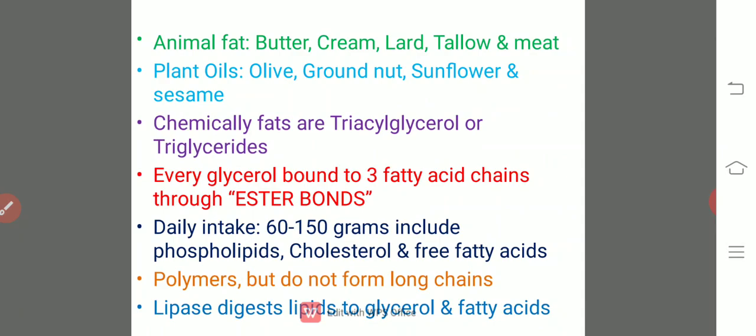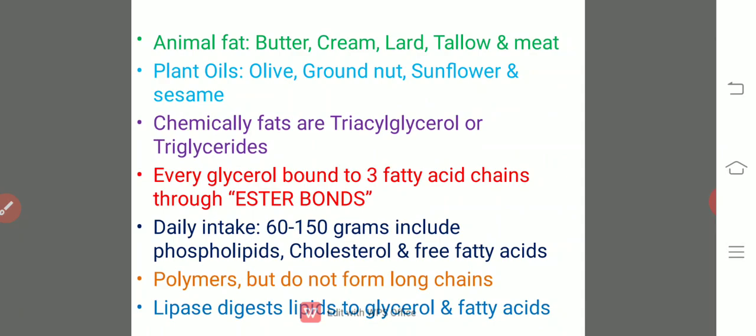About 60 to 150 grams of fats are generally ingested by human beings, and they will be in the form of phospholipids, cholesterol and the free fatty acids. So they are not at all polymeric, but they have short chains of fatty acids.